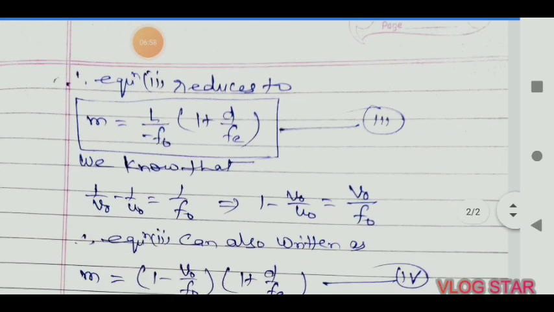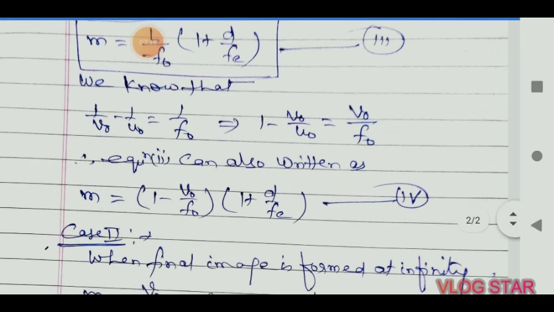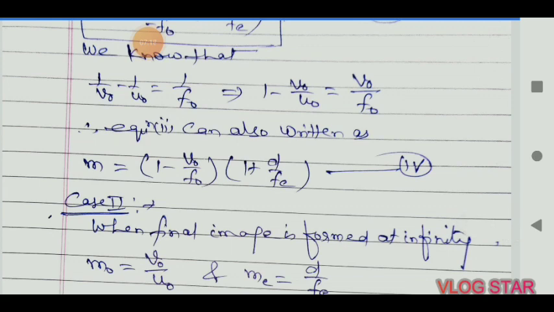We also know, using the lens formula, 1 by V minus 1 by U is equal to 1 by F for the objective lens. We have put the subscripts V_0, U_0, F_0. Multiplying with V_0, we get that relation. So in place of V_0 by F_0, we can also write the bracket 1 minus V_0 upon F_0, bracket close, times 1 plus D by F_E.